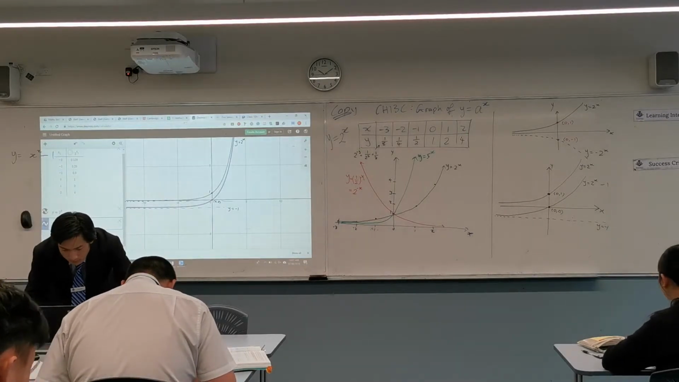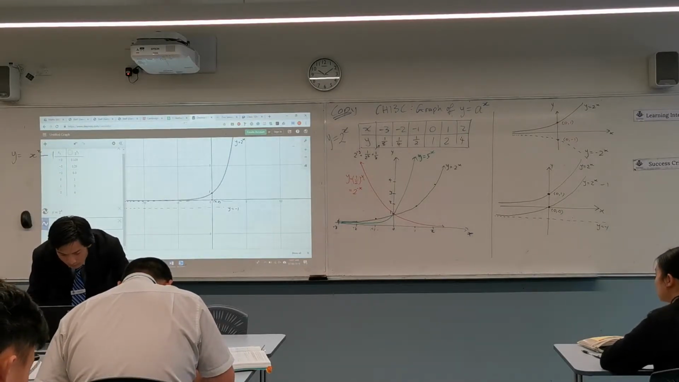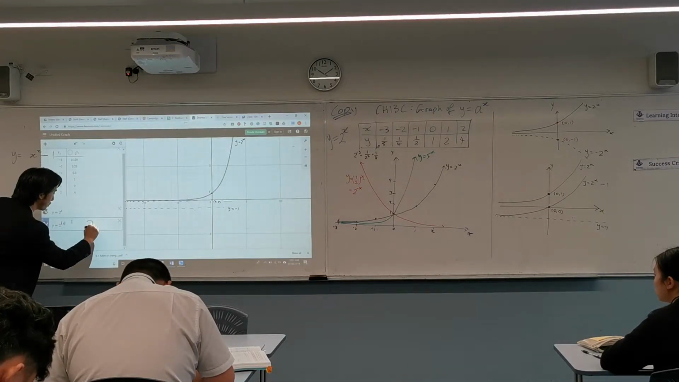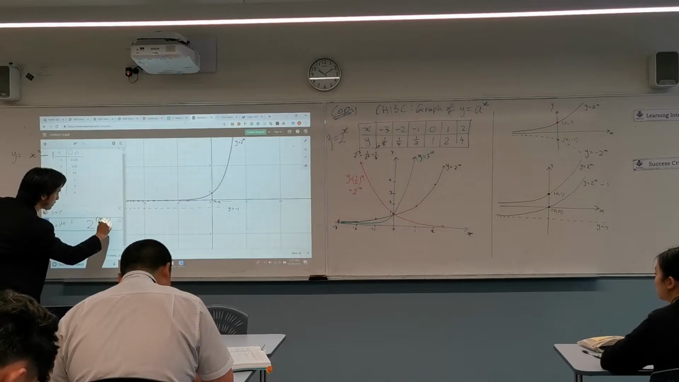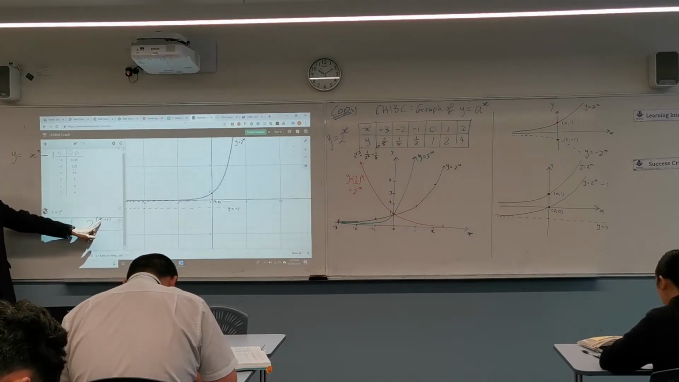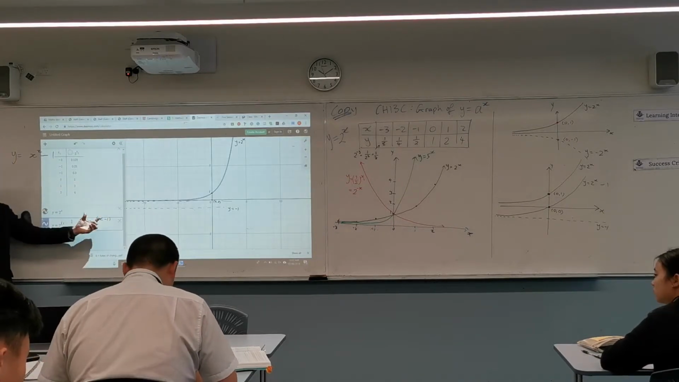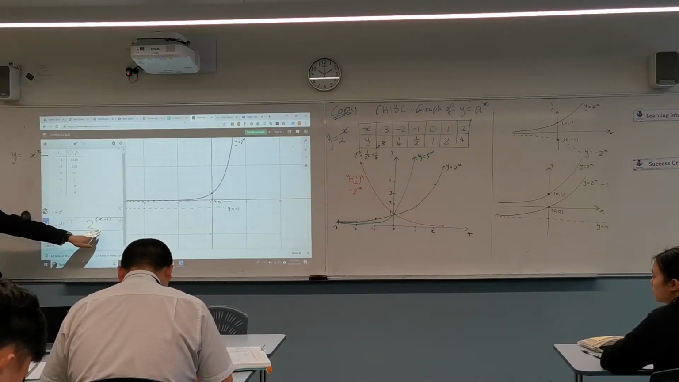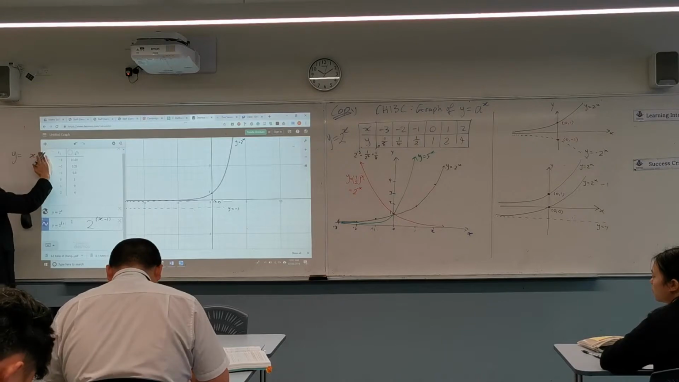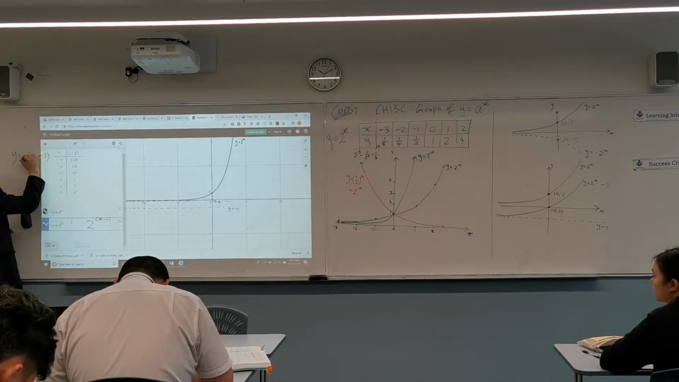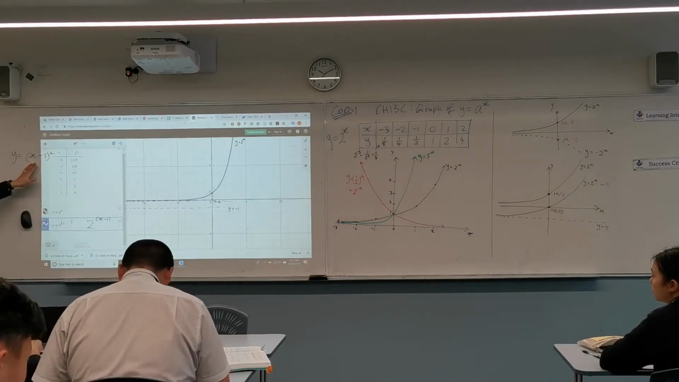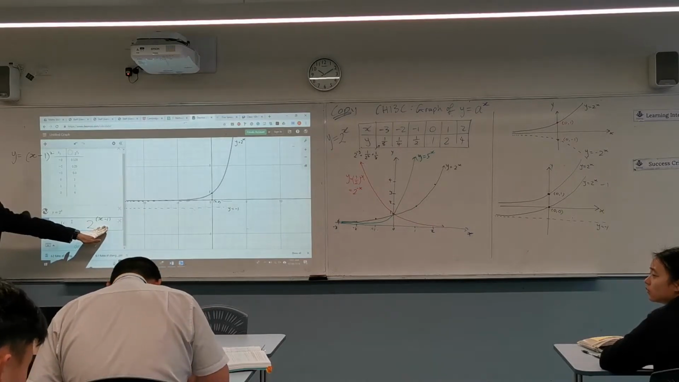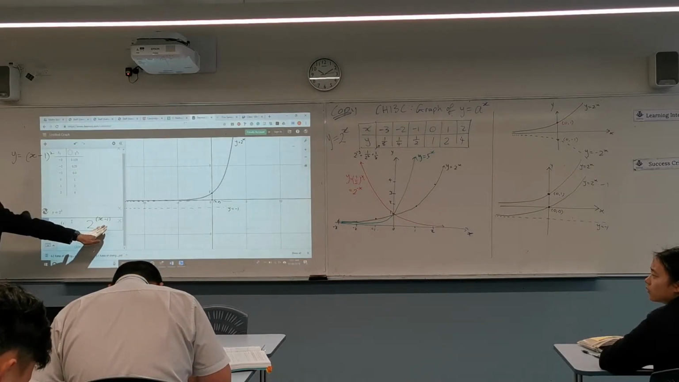Okay, last one. This time around, I'll write it a bit bigger. 2 to the power of x minus 1. So I'm going to take that x, and then I subtract 1, and that's done first. So I'm going to ask you to predict what happens, and if you aren't very sure about what happens, just apply it to a parabola. It's the same thing that happens. If you know what happens, what do you think?